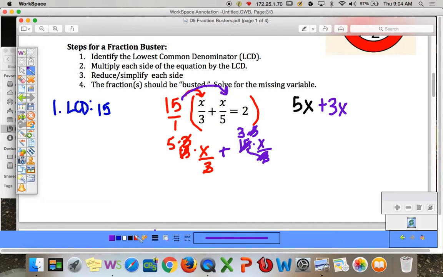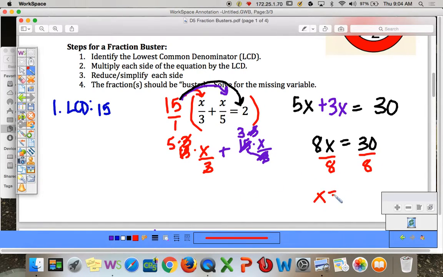Equals, and here notice the equals 2 is also in the parentheses, so we're going to have to distribute the 15 to the 2 equals 30. So what we've done is we've multiplied everything by 15. We had some fraction buster action going on here where we could cancel things, and now we have no fractions, and now we can solve. So combine like terms, 5x plus 3x is 8x equals 30, and then we can divide each side by 8.